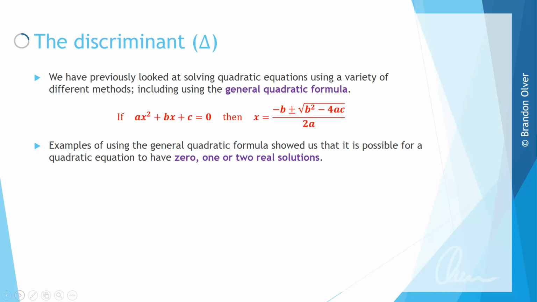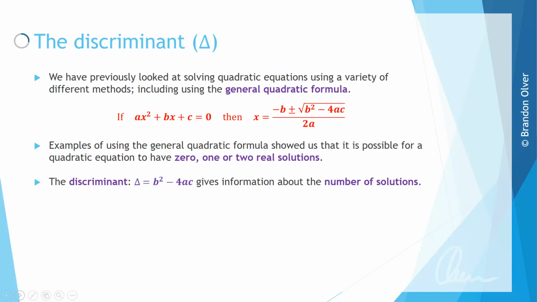And a reminder that in these videos we're not going to consider the complex solutions that you can have to these sorts of equations. That's beyond the scope of what we're doing. So the discriminant, which is b squared minus 4ac, is the expression under the square root sign. That's important because we know that there are certain restrictions on what numbers are allowed under the square root sign. It gives us information about the number of solutions to a quadratic equation.